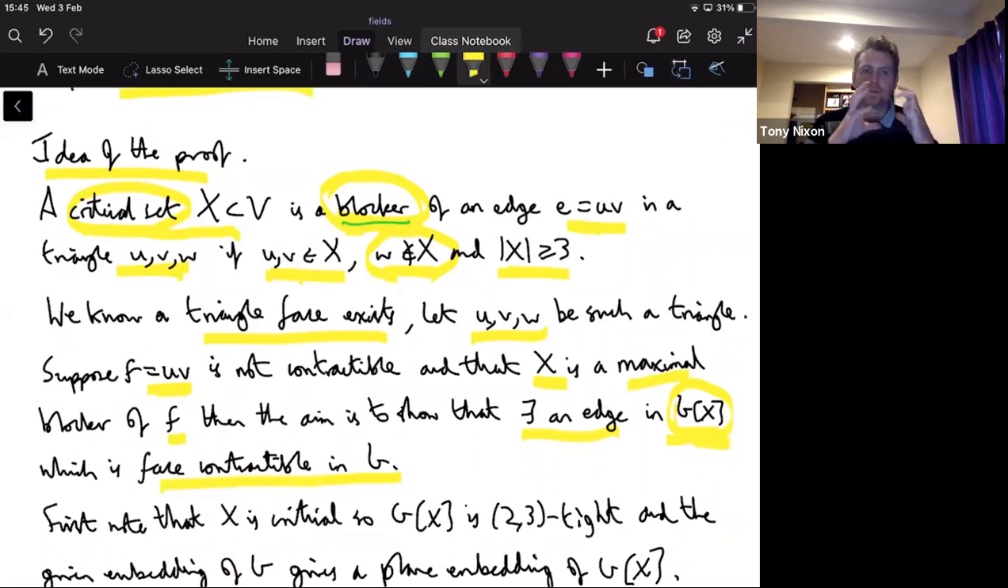So the blocker gives us a subgraph, which is one of these plane 2-free tight graphs itself. We know there's a triangle face in there. We want to show that there's some edge in there which we can contract in the entire graph G, so it has no blocker in the entire graph G.